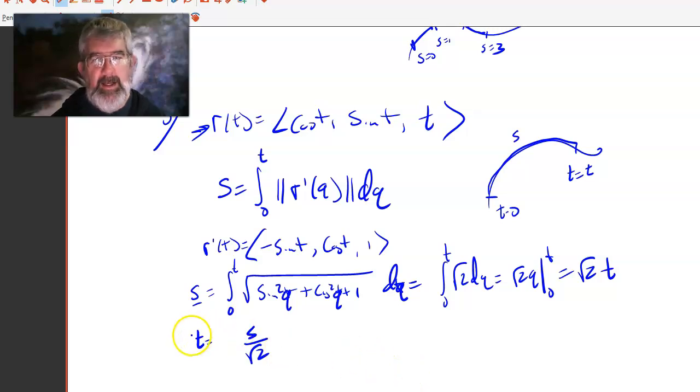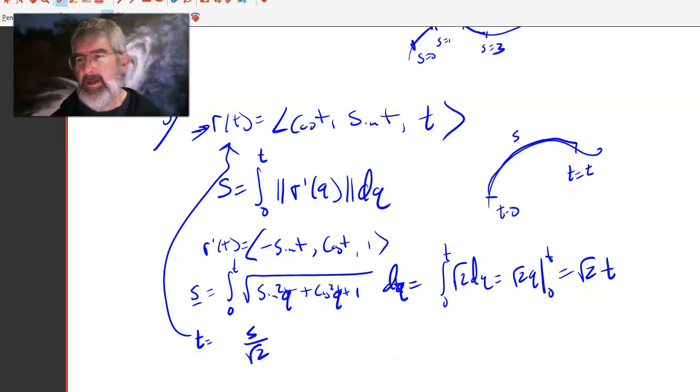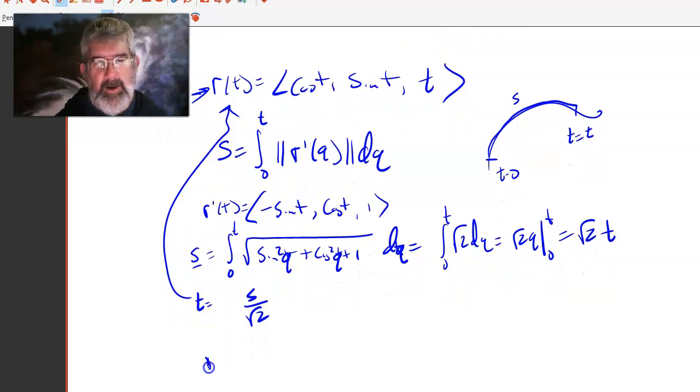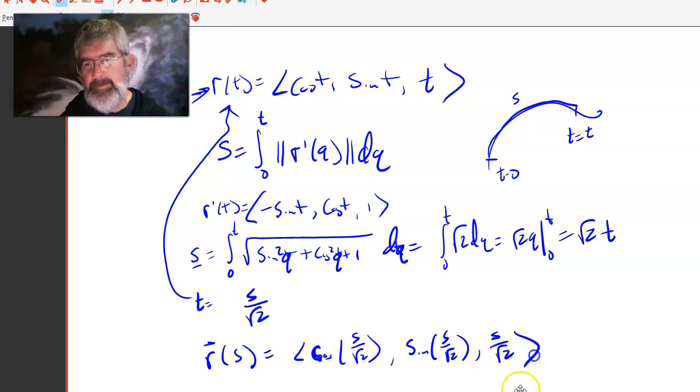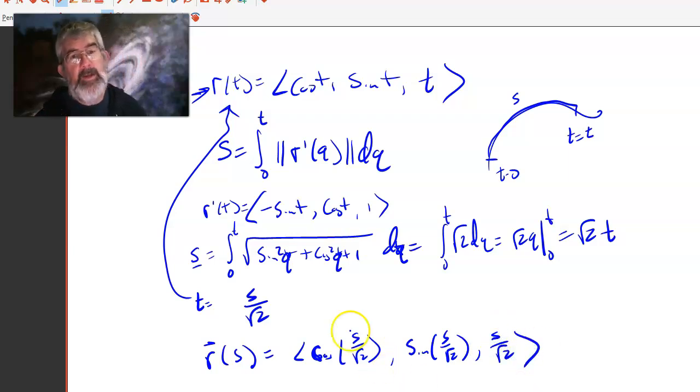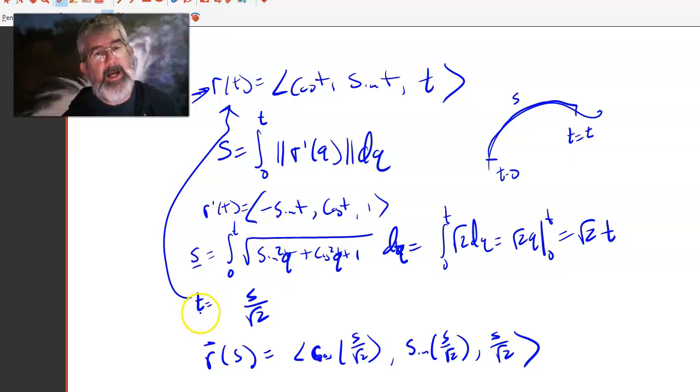Then if I take that and plug it back in for t, I can say that r now as a function of s is the cosine of s divided by the square root of 2, comma, sine s divided by the square root of 2, comma, s divided by the square root of 2. So what I've done is I've reparametrized this curve. Instead of using t as my parameter, I'm now using s as my parameter.